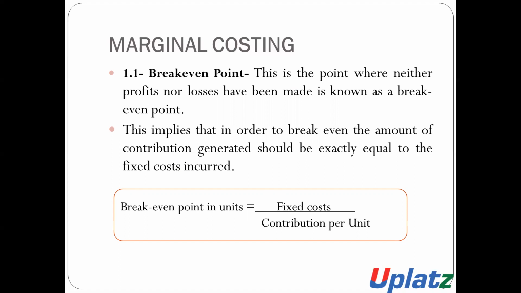The break-even point in units is calculated as fixed cost divided by contribution per unit. Fixed cost divided by contribution per unit is the formula to calculate the break-even point. That is, break-even point in units is equal to fixed cost divided by contribution per unit.